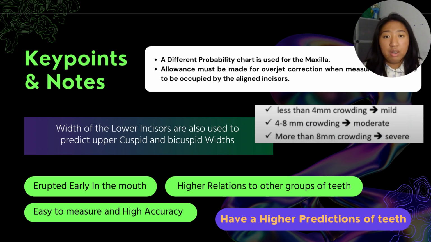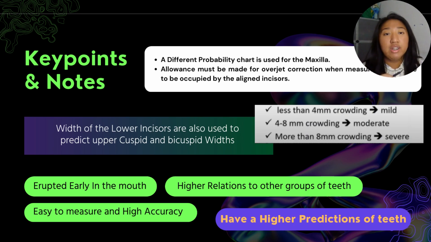But the width of the lower incisors is also used to predict the upper cuspid and bicuspid width. So all of the measurements depend on the measurement that you have done of the mandibular incisors, or the mandibular anterior teeth. Why do we depend more on the mandibular rather than the maxilla?